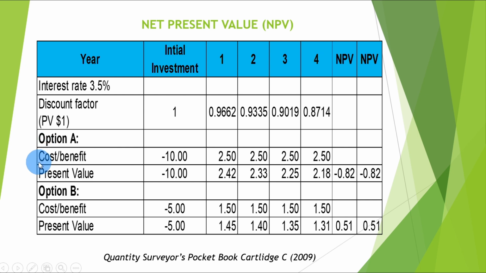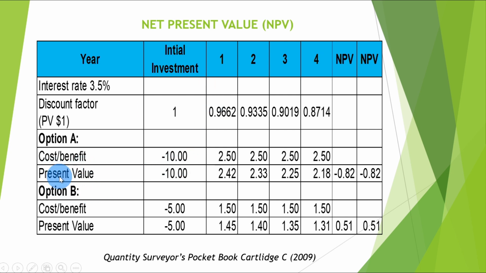We will compare the two projects, option A and option B, to see which one is worth doing. For option A, the initial investment is 10 million. You can see the negative side here, and in the first year, this project will earn a revenue of 2.5 million. It is the same for the second, third, and fourth year.